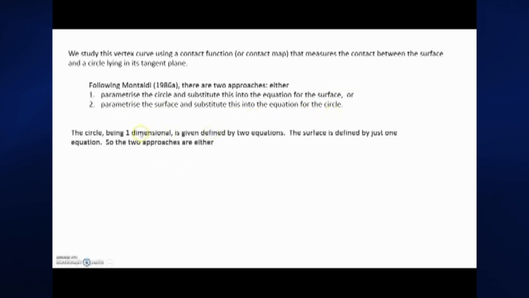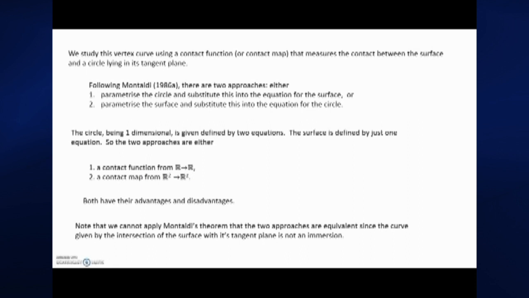The circle, being of course one-dimensional in free space, is given by two equations, whereas the surface, being two-dimensional, is given by just one equation. So these two approaches yield either, when we parameterize the circle, a contact function from R to R. In the second case, when we parameterize the surface, we end up with a contact map from R2 to R2. Now both these approaches have their advantages and their disadvantages. But note, however, we cannot apply Montaldi's theorem, which says the two approaches are equivalent, since in our case, the intersection of the surface with its tangent plane is not an immersion.